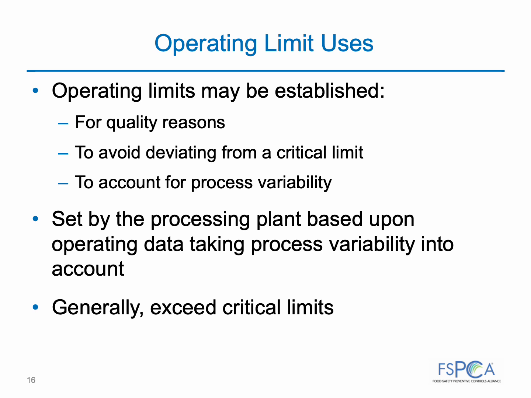To account for normal variability. For example, a fryer with a 5 degree Fahrenheit, 2.8 degrees Celsius, variability should be set at least 5 degrees Fahrenheit, 2.8 degrees Celsius, above the critical limit to avoid violating it. Typically, operating limits are set by the processing plant based upon operating data taking process variability into account and often exceed regulatory requirements and recommendations, generally at values more conservative than the critical limits.